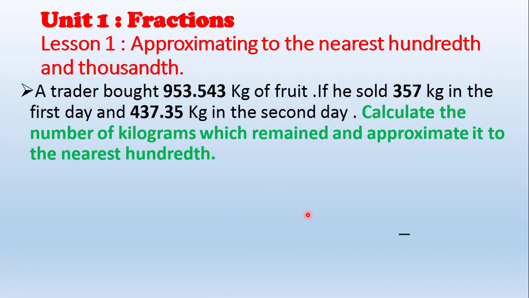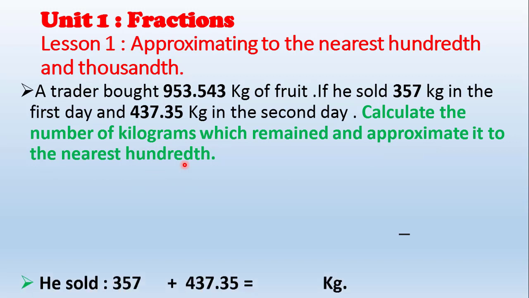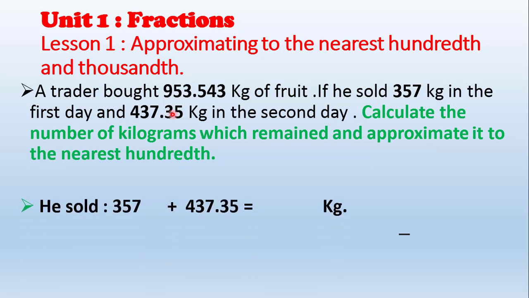One more example. A trader bought 953.543 kilograms of fruit. If he sold 357 kilograms in the first day and 437.35 kilograms in the second day, calculate the number of kilograms which remained. Okay, I want the number of kilograms which remained, approximated to the nearest hundredth. Let's start. At first, we want to add the two numbers of the first day and the second day.